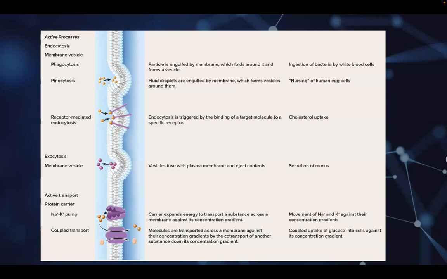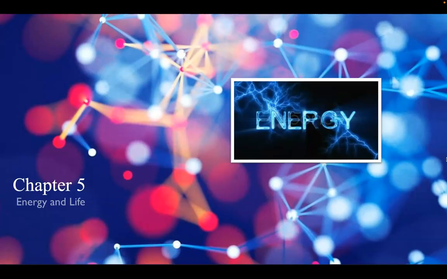Also, there is receptor-mediated endocytosis as well. That is an active process that does require energy. And exocytosis. So anytime we're kicking things out of the cell, that is going to be exocytosis. And active transport, just like with our sodium-potassium pump, we've got energy supplied, and that is what is making this protein carrier able to transport things across the membrane. That's our summary of Chapter 4. Now we're on to Chapter 5, where we discussed energy and life.